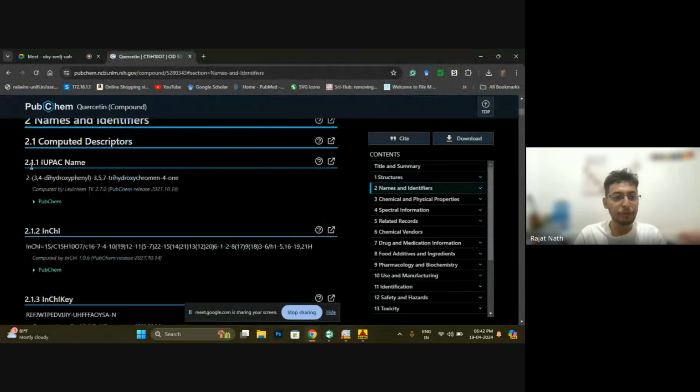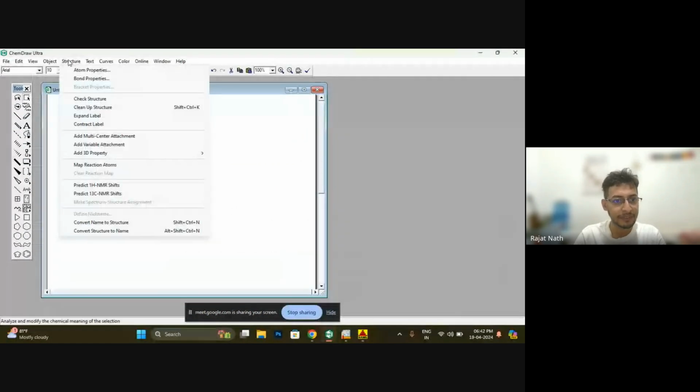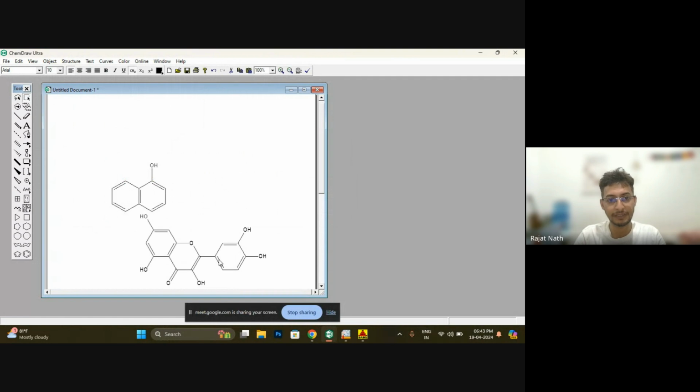Then there is the IUPAC name of the structure. So we will select this IUPAC name, press Ctrl+C to copy it, go to ChemDraw, go to Structure, then Convert Name to Structure, give the name, and click OK. The structure will be there. So from the IUPAC name, we can predict the structure.